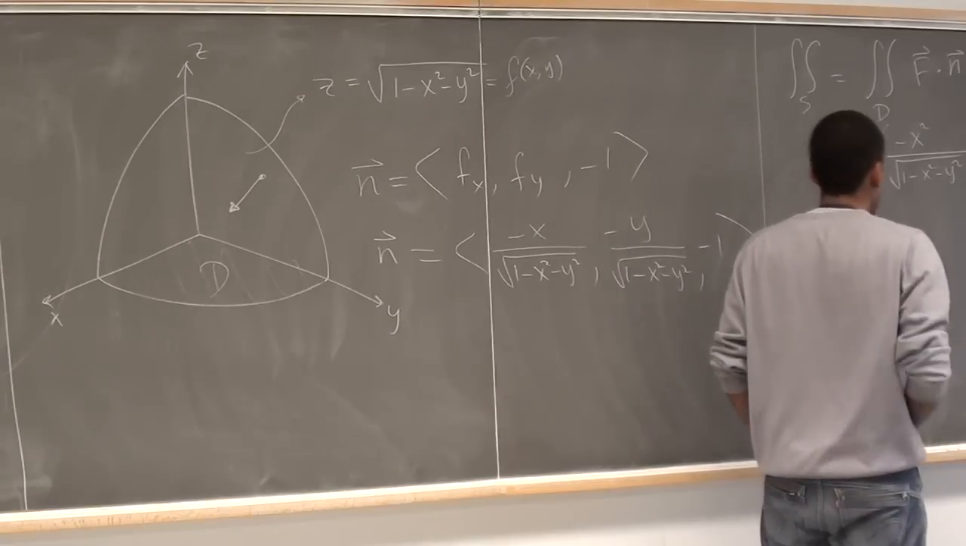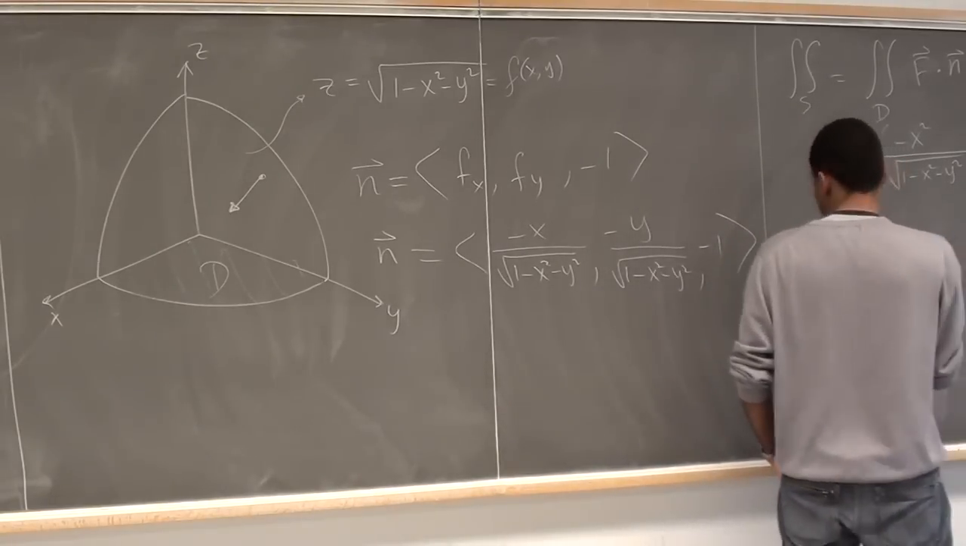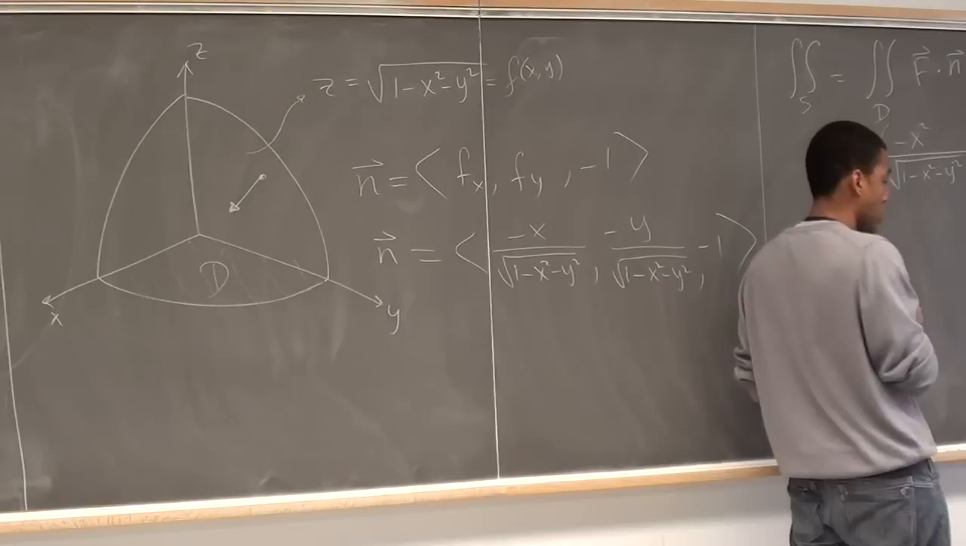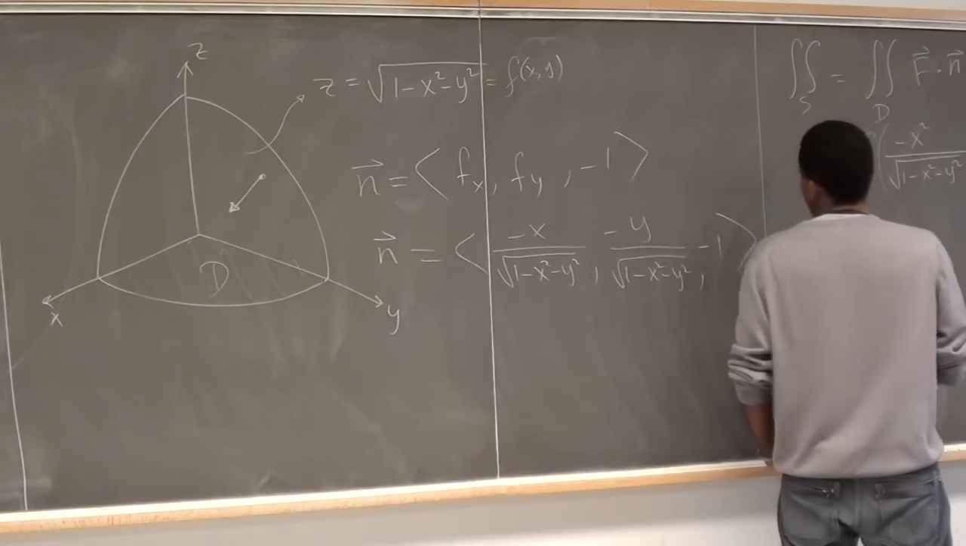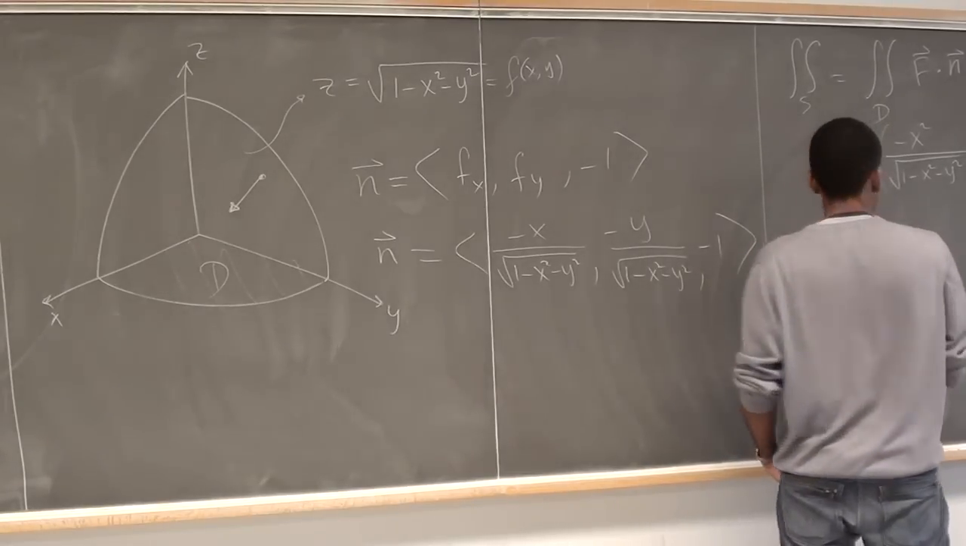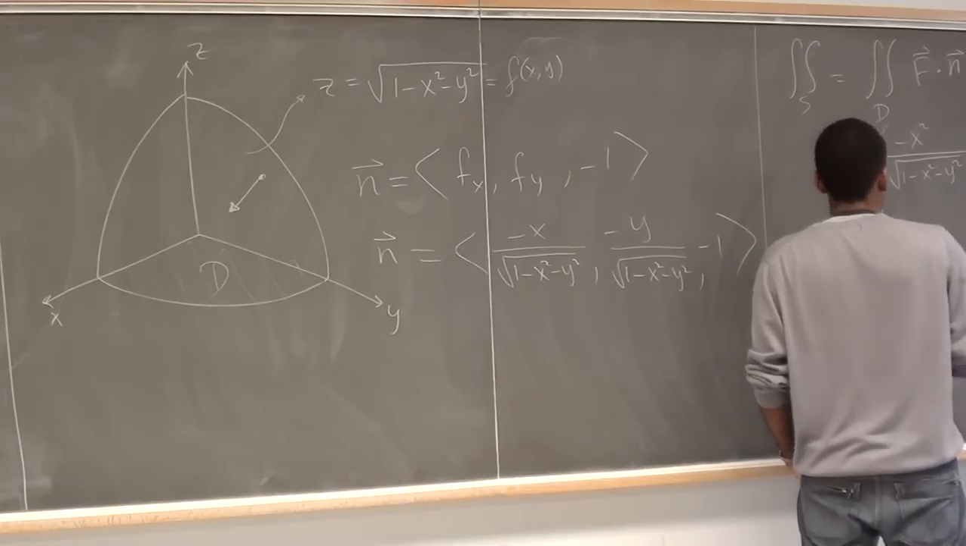And how do you set up the limits? I would recommend using polar. What's my theta? Theta is 0 to 2π. What's the r? 0 to 1. It's the unit sphere, right? Unit sphere means the radius is 1.